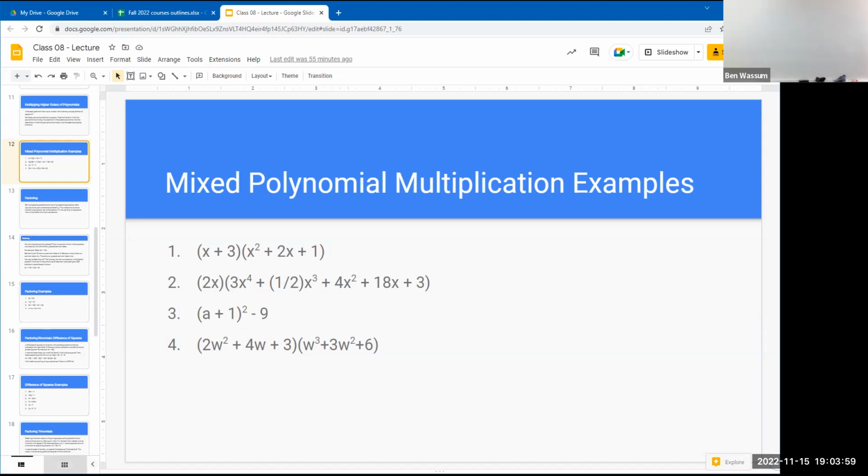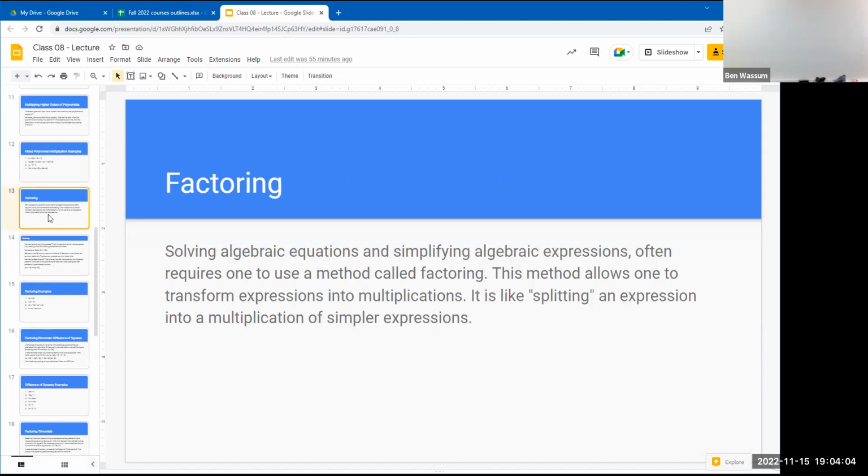So now we have factoring. Now factoring is, honestly, literally what we just did, but backwards. It is taking a large expression or polynomial and pulling things out of them instead of distributing things into them.